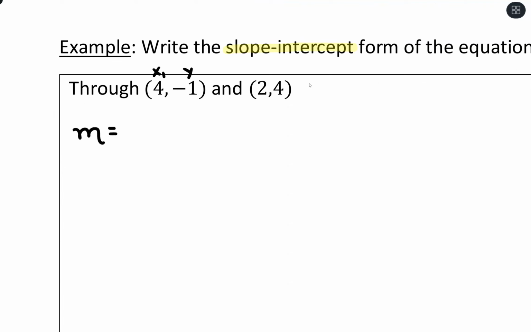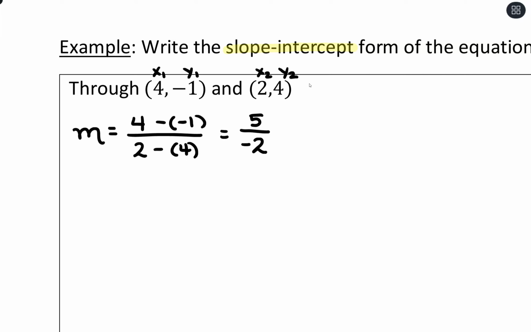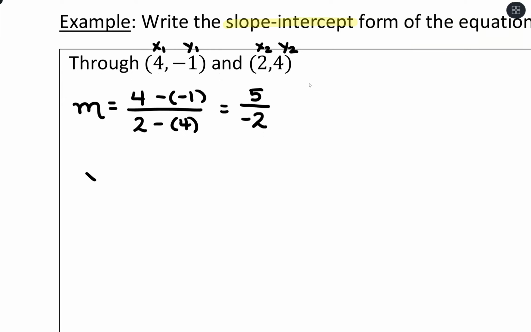So we just need one to be point 1, point 2, and with that we'll take the difference in the y values over the difference in the x values. Again, use parentheses to help out with those negatives. So we have 4 plus 1 in the numerator over 2 minus 4, so that's a negative 2. So our slope is a negative 5/2. So we know we have y equals negative 5/2 x plus b. We don't know what b is yet.